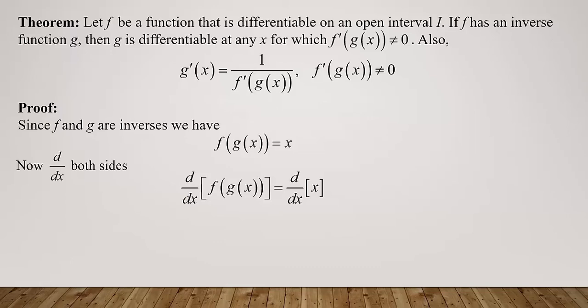On the right side, we know the derivative with respect to x of x is 1. So on the left, the chain rule tells us f prime of g of x times g prime of x. The right side of the equation, we have 1. So to get g prime of x from the equation we're at right now, we're just going to divide both sides of the equation by f prime of g of x. And we have proven the theorem.